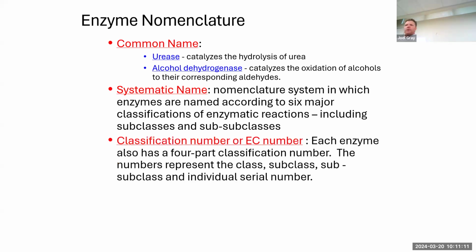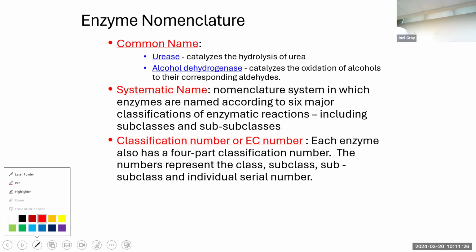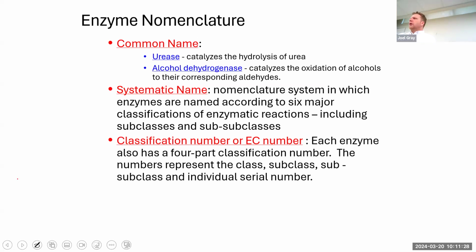Now, the classification or EC numbering scheme. Each enzyme also has a 4-part classification number. The numbers represent the class, subclass, sub-subclass, and individual serial numbers. Is anyone familiar with an IP address? Okay. Your IP address has 4 different categories or 4 different, I'm going to use terminology that I don't know well, subnet, subnet mask. At any rate, your IP address looks something like this: x.x.x.x. Is everyone good with that? This numbering scheme is similar to that.